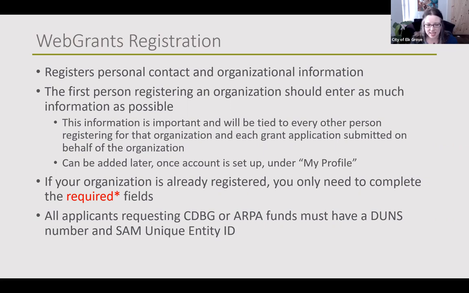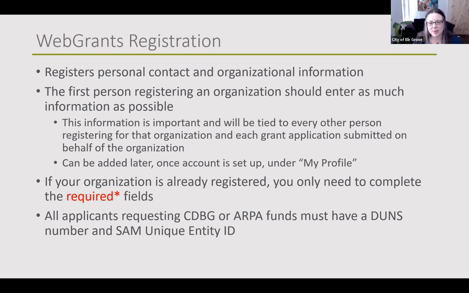If your organization, again, is already registered, you only need to complete the red required fields so that I can connect you to the correct organization. All applicants requesting CDBG or ARPA funds must also have a DUNS number, which is a unique non-indicative nine-digit identifier issued and maintained by Dun & Bradstreet. I always say that wrong. It verifies the existence of a business entity globally. So there are links within the application and within the system on how to get one if you don't have one, but that is something that we will ask upon registration.